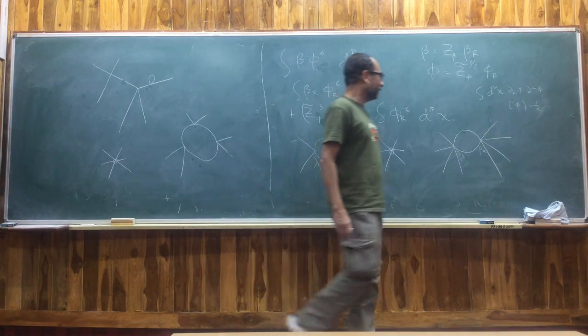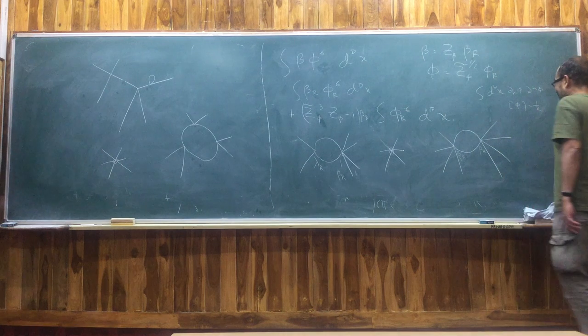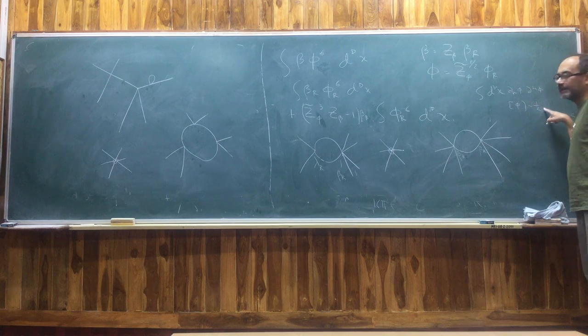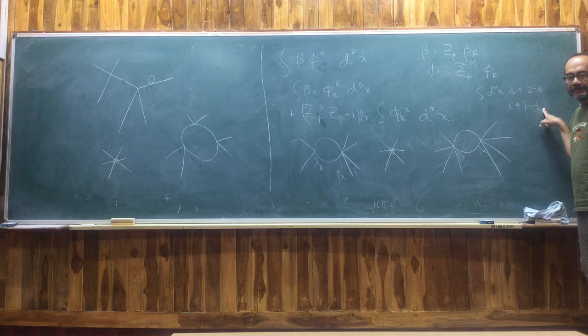Sorry. Yeah. So I think phi 6 in 3 dimensions is okay, because if we use 3 dimensional thing, right? The phi has mass dimension half. So phi 6 will have mass dimension 3. Okay, so 3 dimensions should be okay.